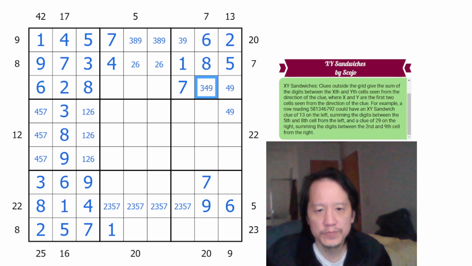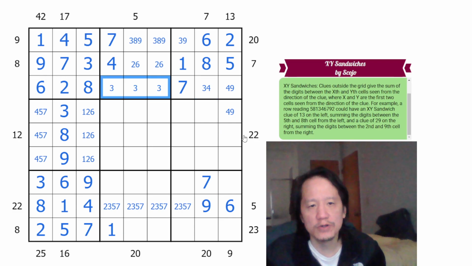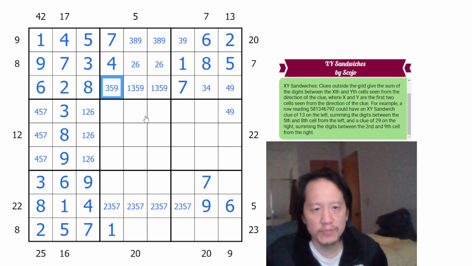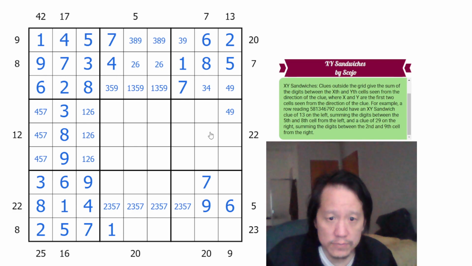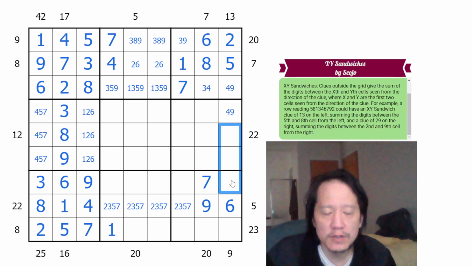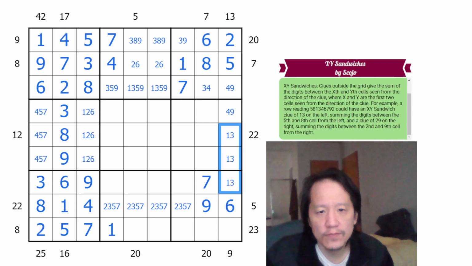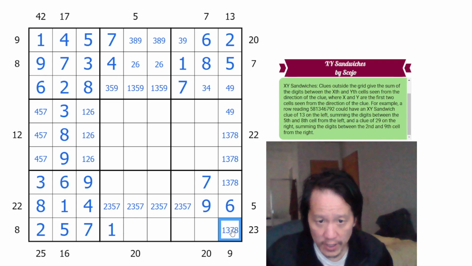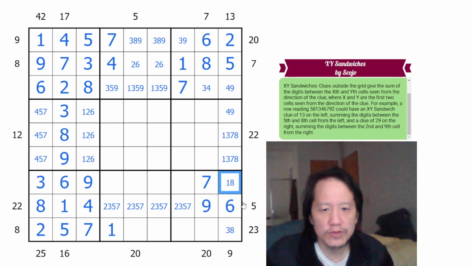I'm not sure which. Can't be 9 because of this 9. So this is 3 or 4. One of these is 3 or 9. One of them is 1, and one of them is 5. So this can't be 1. So this has to be 1, 3, 7, and 8. This is 1, 3, 7, and 8. Obviously, these can't be 7 here. This can't be 1. This can't be 3. This can't be 7. This can't be 8.